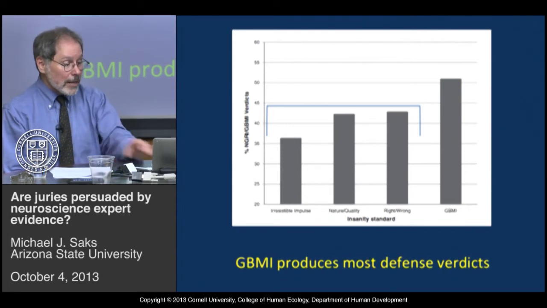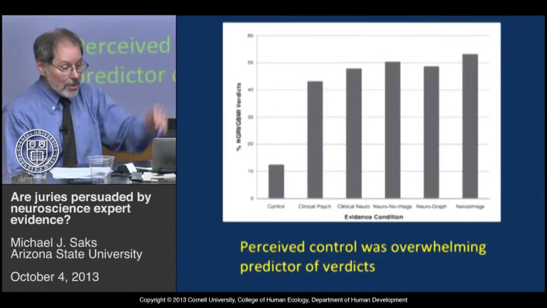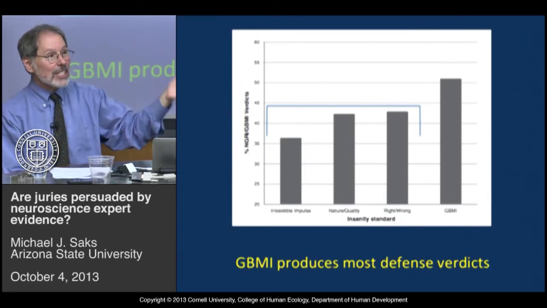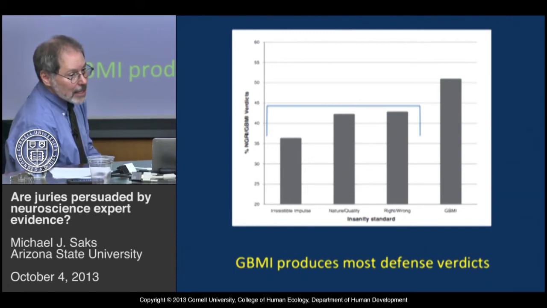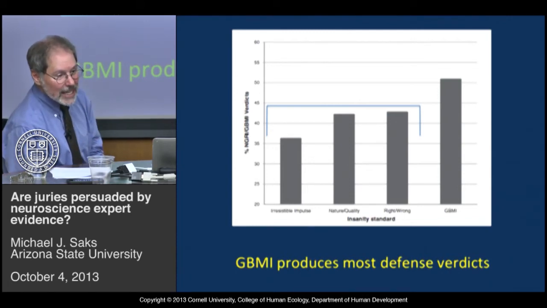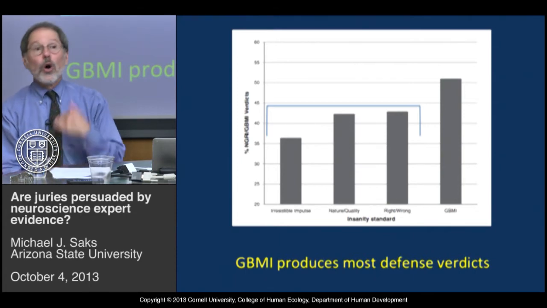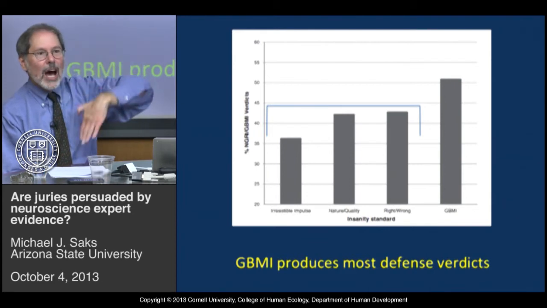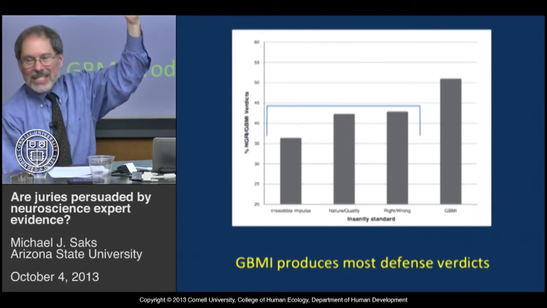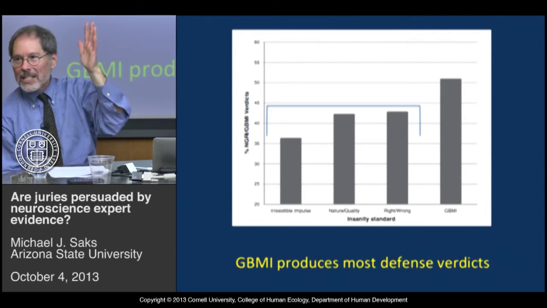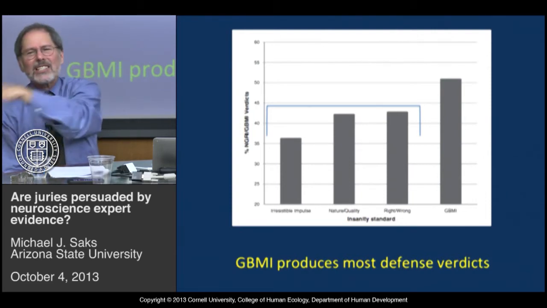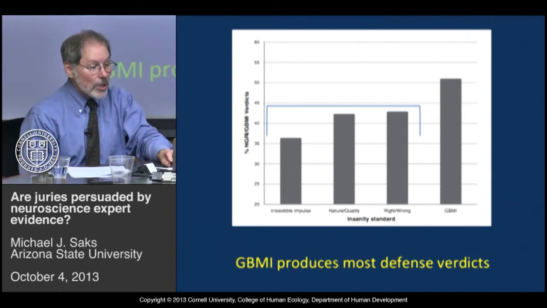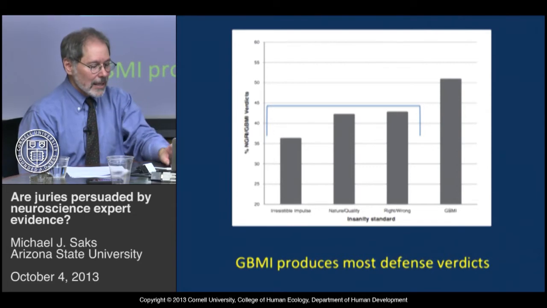And now I'm switching from my various neuro conditions to, in case you're curious, the different definitions of insanity. The guilty but mentally ill alternative allows jurors to find more defendants guilty. They're allowed to say guilty, but he's crazy, so send him to a mental hospital. And that produces significantly more defense-oriented verdicts than the other three.